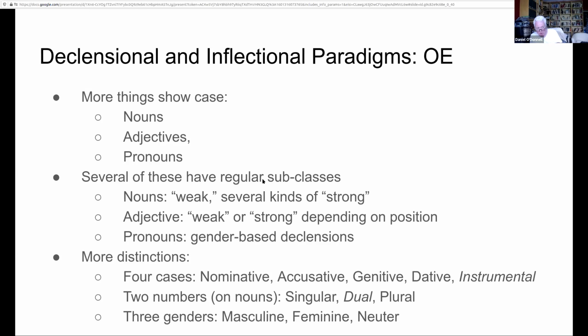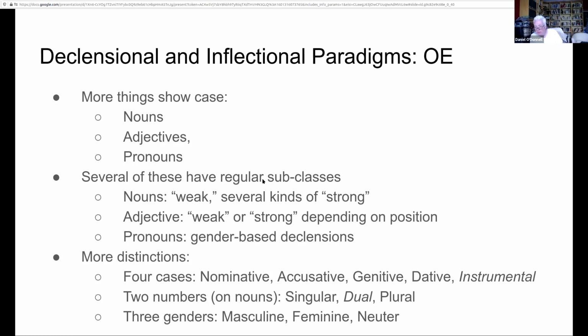But they have way more. So in the nouns, they generally have four cases: nominative, accusative, genitive, and dative. And we'll talk about what they mean in a few minutes.